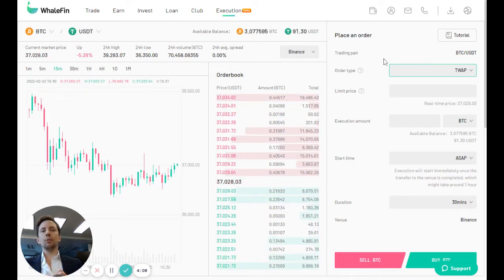And what that's going to enable you to do is automate the process of averaging into an asset or out of an asset if you were holding it over a set period of time. So that's the whole point. That instead of buying at one given price point, you average in. And that's very useful, right?